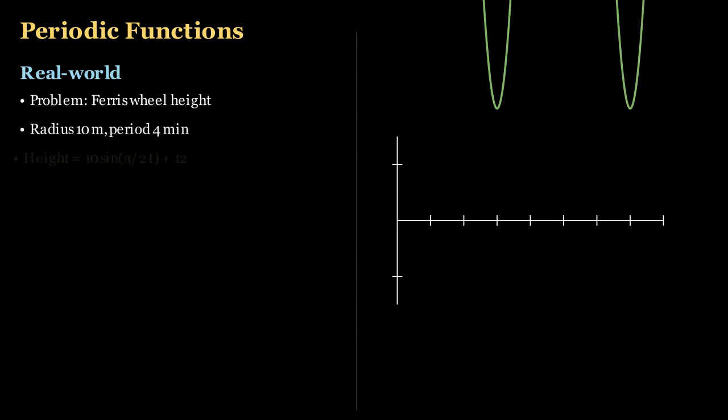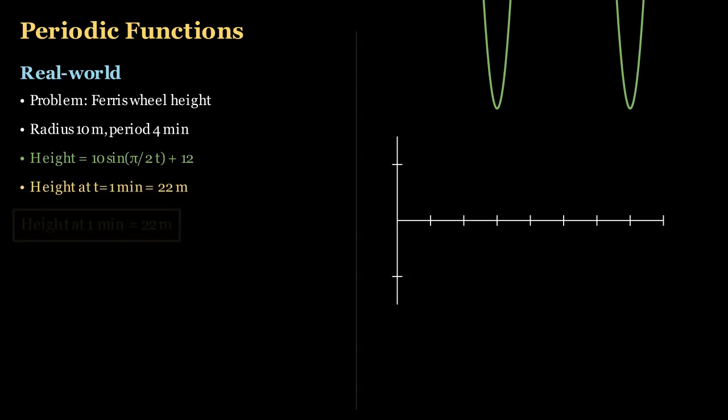The sine part gives values from -1 to 1, so we multiply by the radius, 10, to get the height variation. We add 12 to shift the center up, since the wheel center is 12 meters high. So the height function is 10 times sine of pi over 2 t, plus 12. Let's find your height at 1 minute.